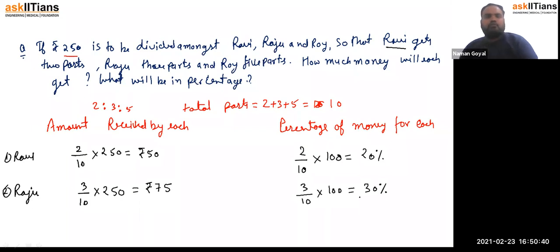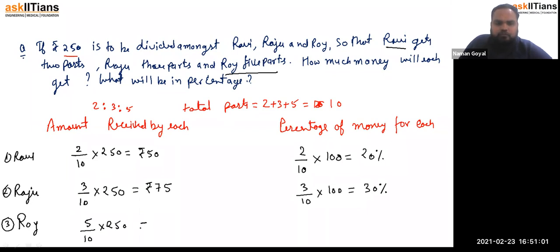Right? Okay. Now the next is Roy. So for Roy, where is Roy? Roy gets 5 parts, right? So it will be 5 upon 10 into 250. It will be rupees 125. If you solve this, you will get 125.